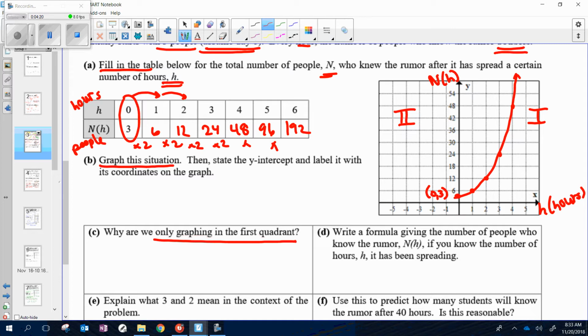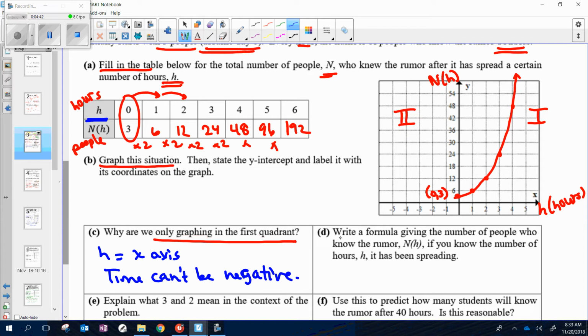And the reason is, h is acting like the x-axis, right? H up here in the table is acting like x, and time can't be negative. So in this case, it doesn't make sense to say what happened at -1 hours because we don't have -1 hours.